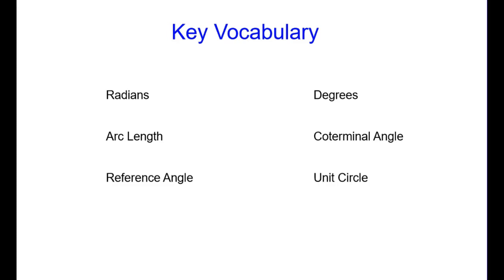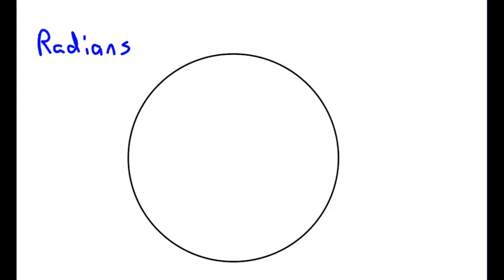Some key vocabulary for this lesson: radians, degrees, arc length, coterminal angle, reference angle, and the unit circle. These are all key terms, ideas you have to be familiar with by the end of this lesson. In the past, when referring to angles, we've usually talked about them in degree measurements. Now we're going to discuss radian measures. When we're talking about trig, pre-calc, calculus, radians are used most often. So now we're going to discuss that method. And we're briefly going to go through where the measurement for a radian comes from.